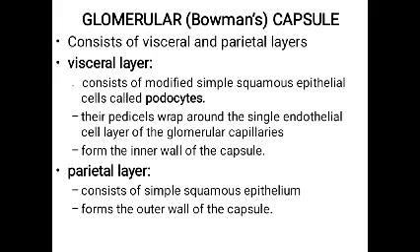The glomerular or Bowman's capsule consists of visceral and parietal layers. The visceral layer consists of modified simple squamous epithelial cells called podocytes. These cells wrap around the single endothelial cell layer of the glomerular capillaries and form the inner wall of the capsule. The parietal layer consists of simple squamous epithelium and forms the outer wall of the capsule.